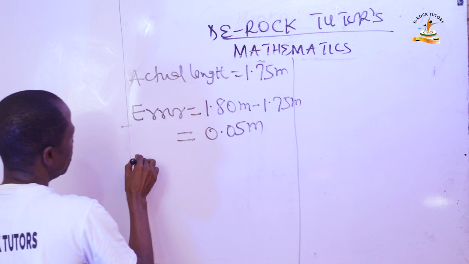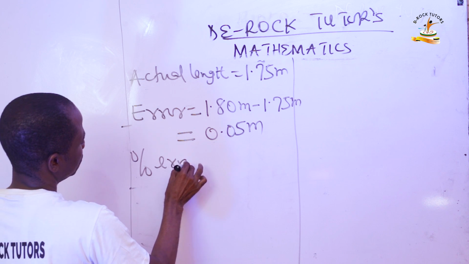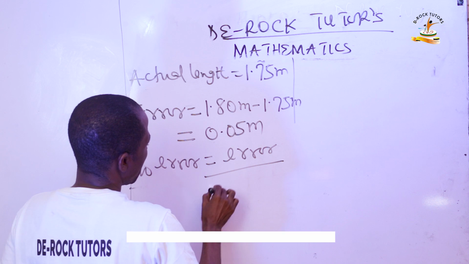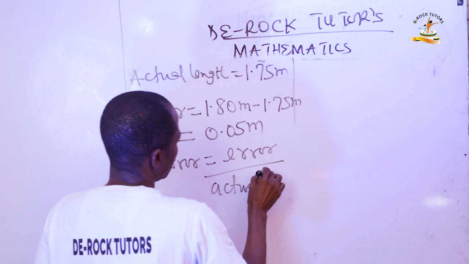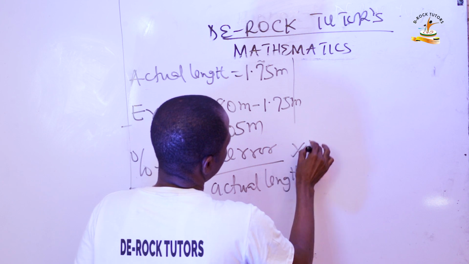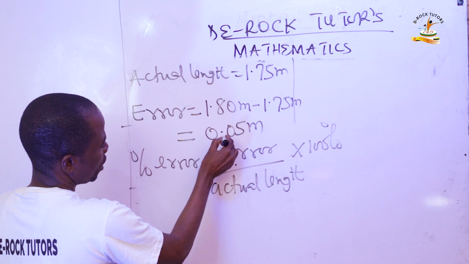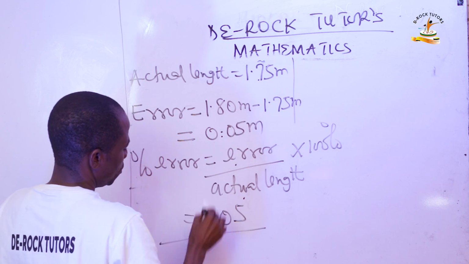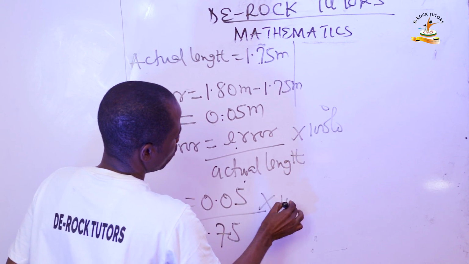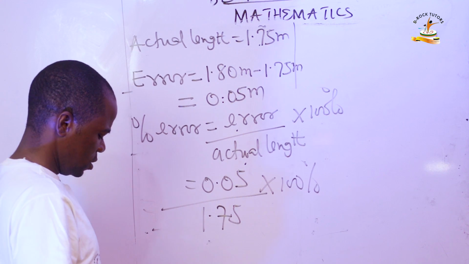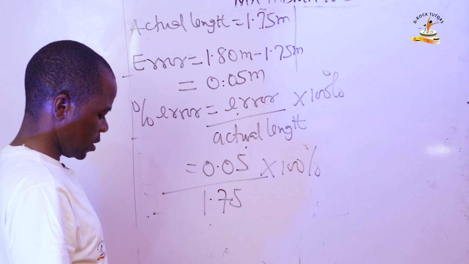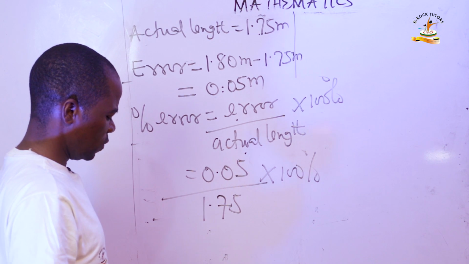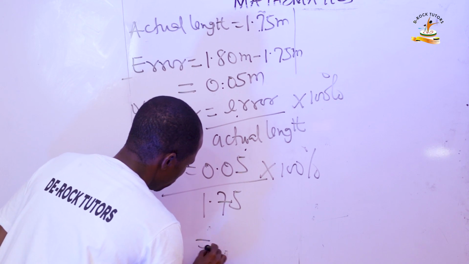0.05 meter. Don't forget, the formula for percentage error is equal to the error all over the actual length, multiplied by 100%. The error, as we calculated it, is 0.05. 0.05 divided by the actual length, 1.75, multiplied by 100%. If you use a calculator, 0.05 divided by 1.75, and we multiply by 100, that will give us 2.85.